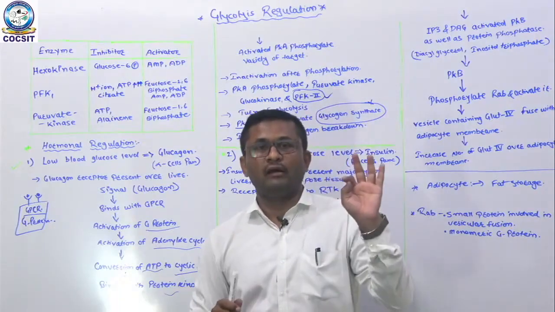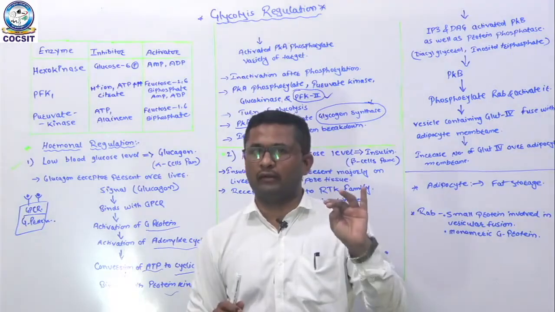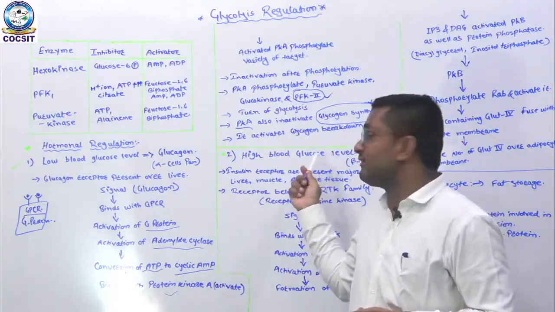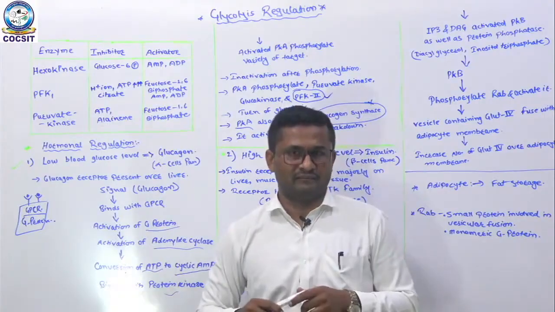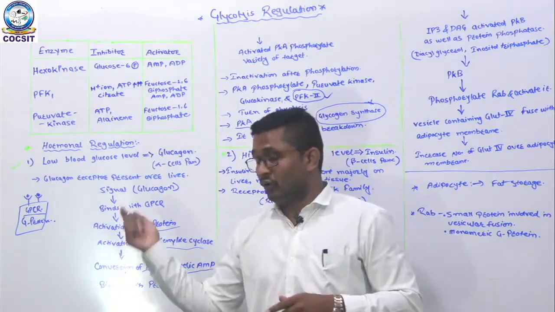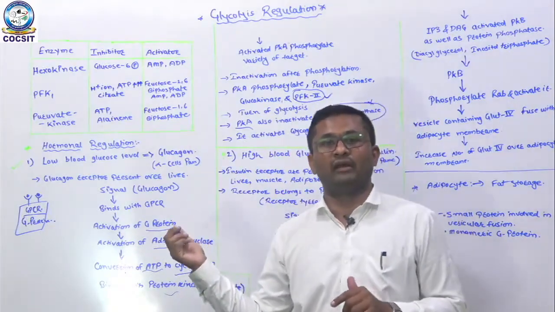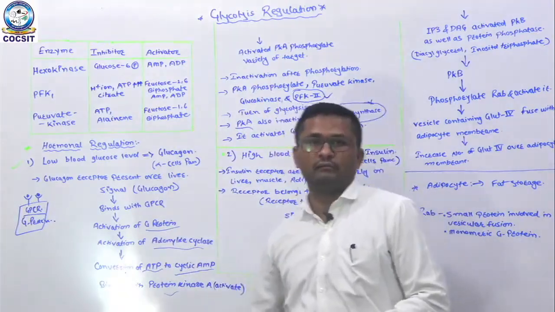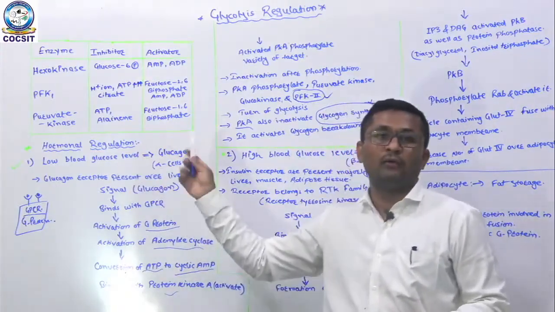So it is shutting down glycolysis, it is stopping the synthesis of glycogen, but it is activating the breakdown or lysis of the glycogen molecule, and then gluconeogenesis will run. And that's why we say glucagon has a positive impact on gluconeogenesis and a negative impact on glycolysis. So here is the whole sequence of events that take place in this hormonal regulation by glucagon.